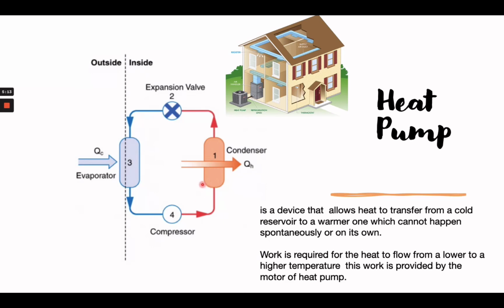The condenser heats the inside space. Because the temperature of the gas is higher than the temperature in the room, heat transfer from the gas to the room occurs as the gas condenses to a liquid. The working fluid is then cooled as it flows back through an expansion valve to the outdoor evaporator. That is why heat pumps are usually used in houses, especially in colder places.